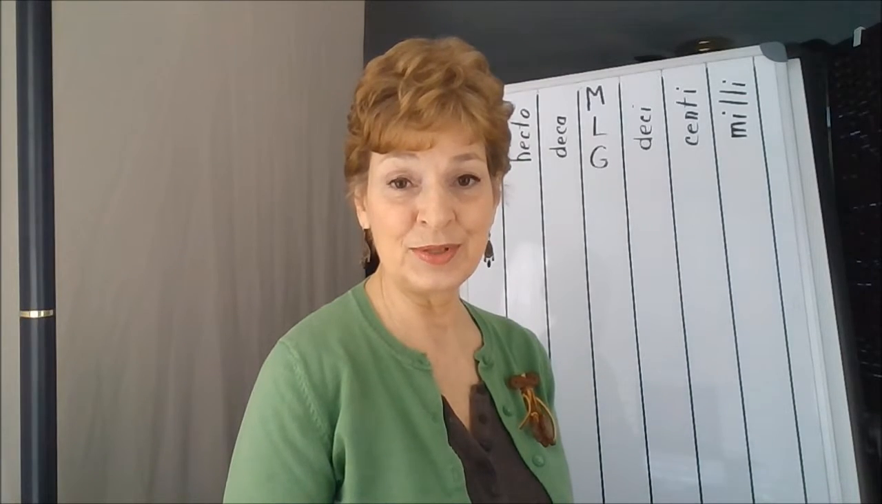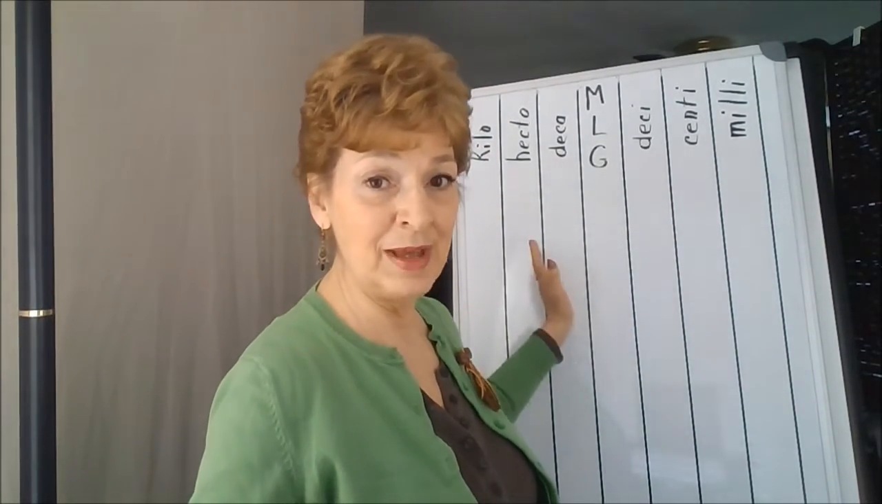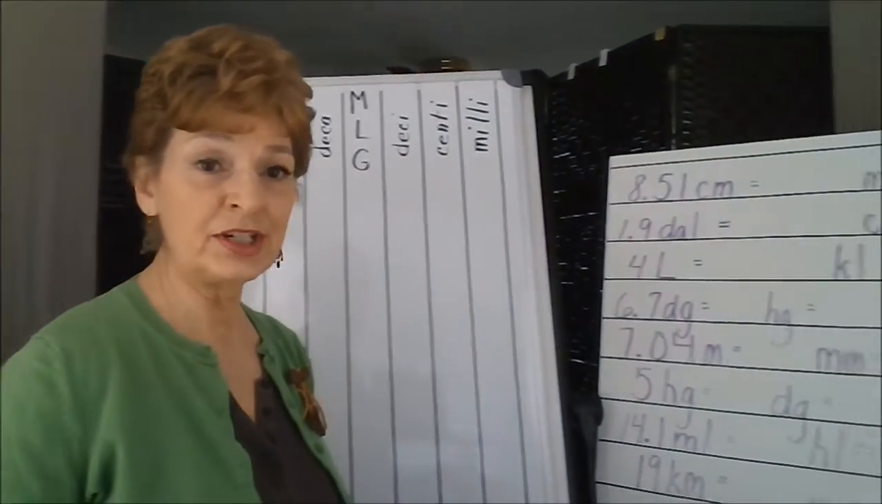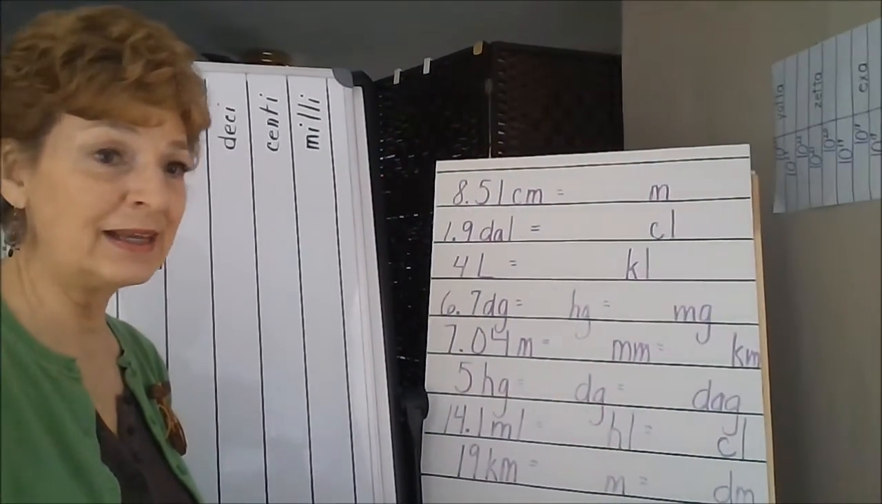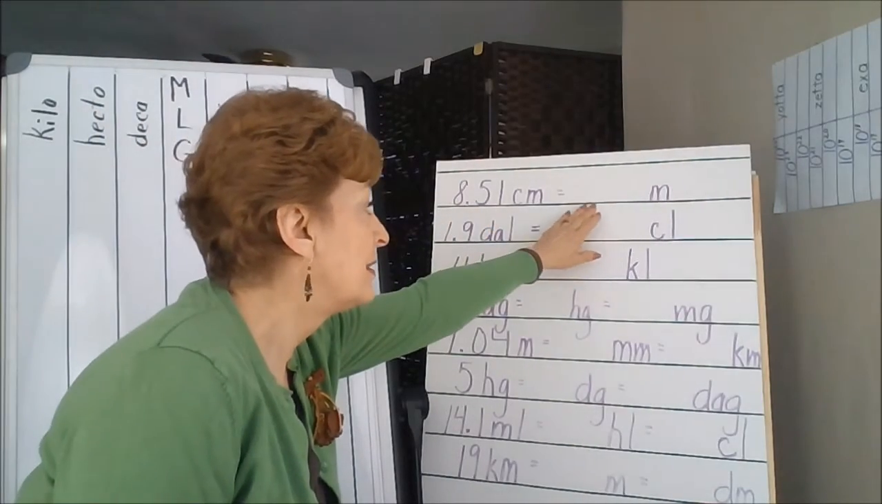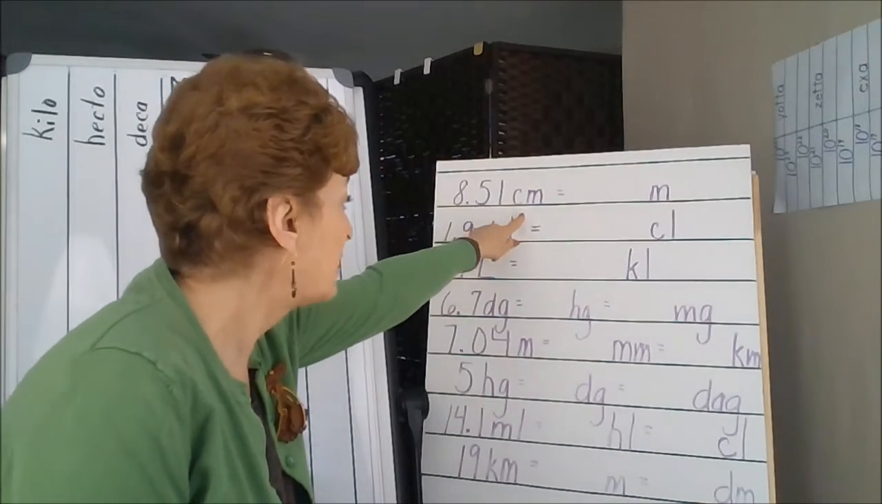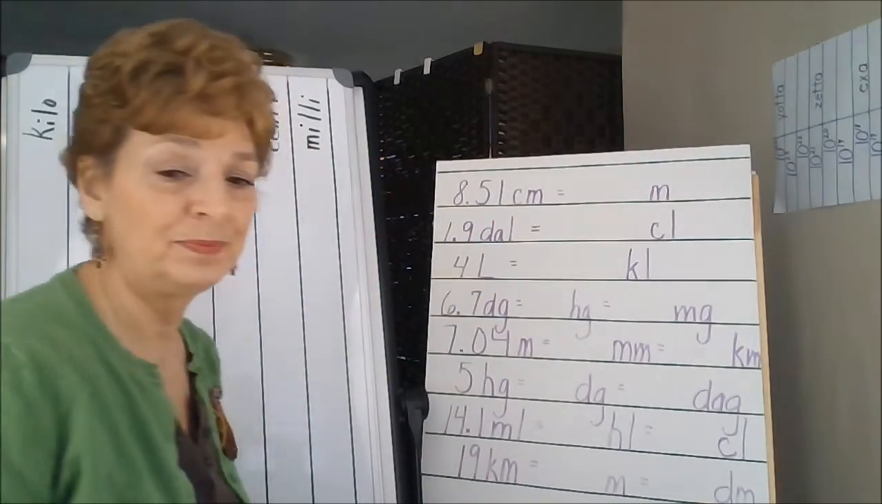A typical homework assignment for an upper elementary school student or middle school student would be to be able to change the values within the metric columns. A worksheet, a homework assignment might look like this, where we have one value that's given and the student has to make an equivalent value. Here we're changing centimeters to meters.